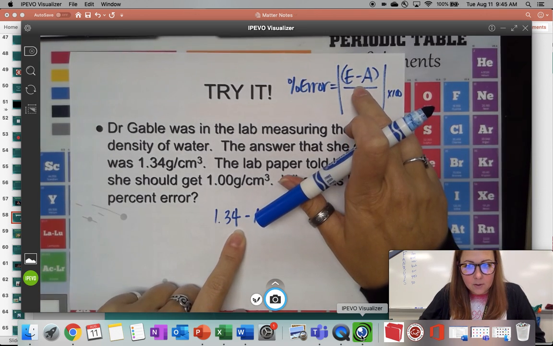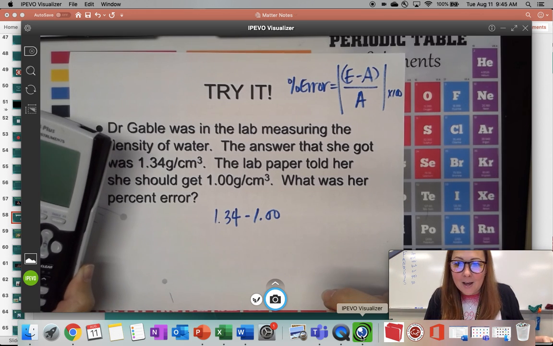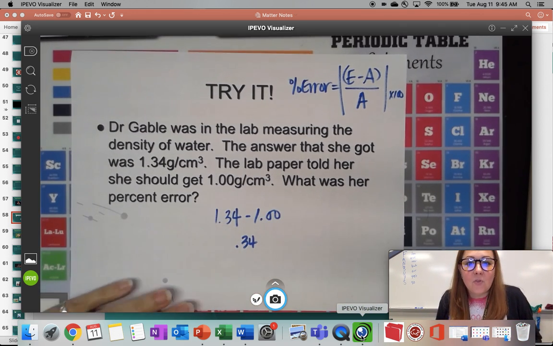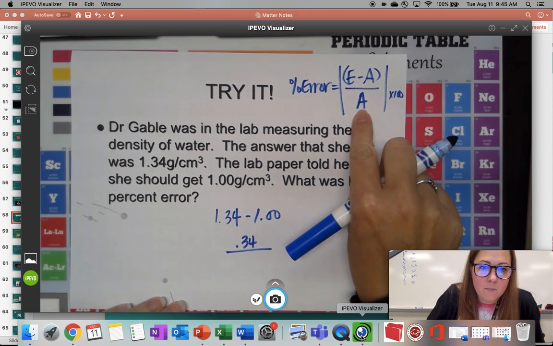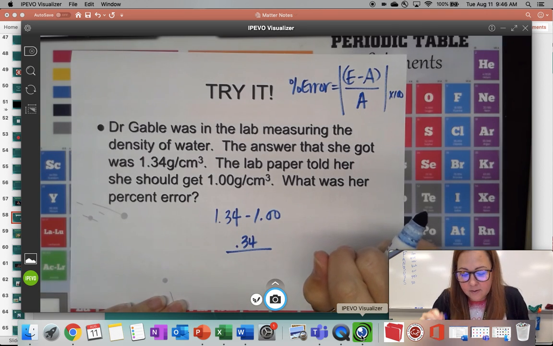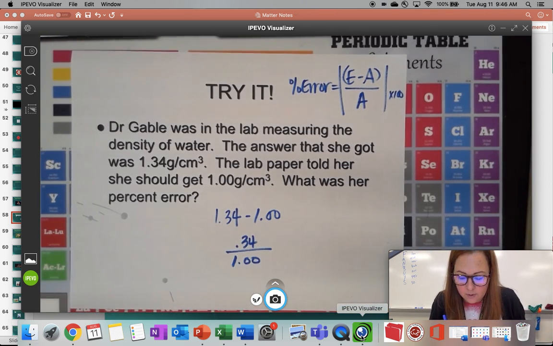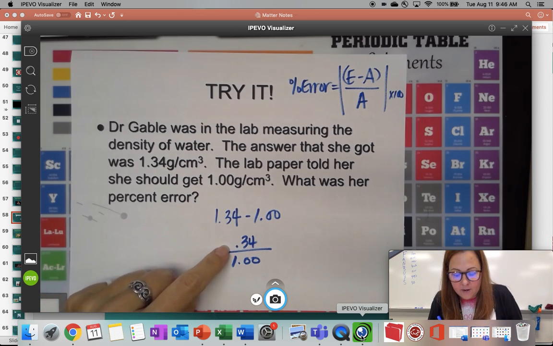I don't need a calculator for this. If you need one, you can pick up a calculator, but I don't need one. It's 0.34. So then you're going to divide that by your accepted value. Your accepted value is the one that everybody in the world says that you should get. The accepted value for the density of water is 1 gram per centimeter cubed. So I have my 0.34 divided by 1.